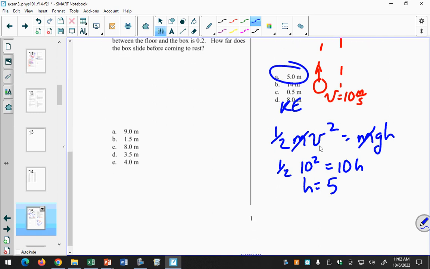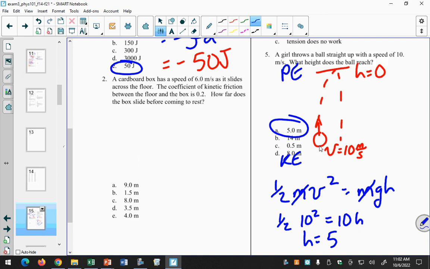The energy throughout the ball's entire path is the same. It just matters where it resides, if it's kinetic energy. So I drew a figure in class where I said that the kinetic energy is right here, and the potential energy, I got none. But as it goes up, it shifts back and forth.